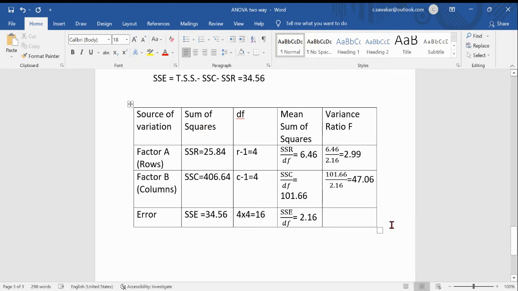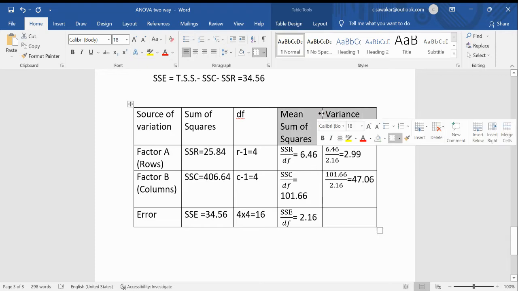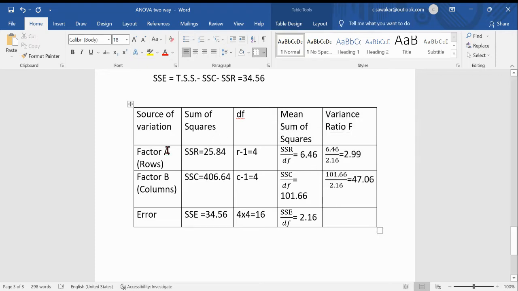It's very similar to what we used to do in case of one-way ANOVA. Now the source of variations, sum of the squares, DF is degree of freedom, mean sum of the squares, variance ratio F. So now see, first thing was we had only this much. Other than this, only two rows used to be there in case of one-way ANOVA. Now, since two factors are there, one more row has been added.